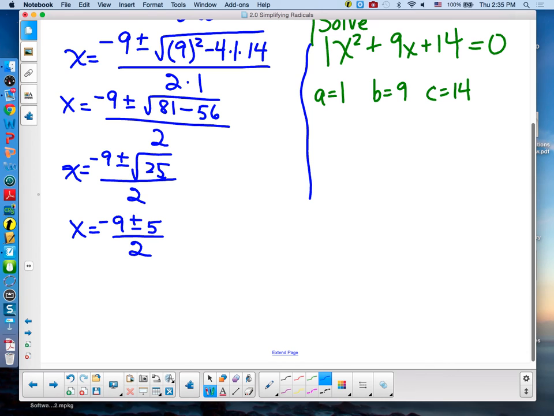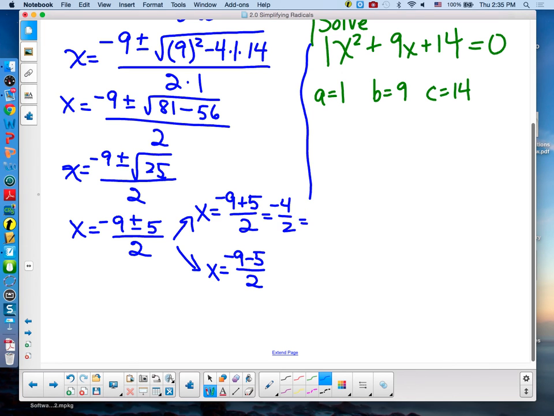Okay, so now I'm almost done. There's a plus and a minus, so there's 2 times I need to evaluate this. So I usually draw 2 arrows. If x is negative 9 plus 5 divided by 2, and x is negative 9 minus 5 divided by 2. Negative 9 plus 5 would be negative 4 divided by 2, negative 2. And negative 9 minus 5 is negative 14 divided by 2, negative 7.